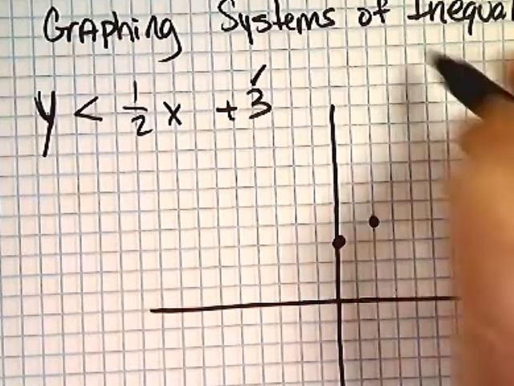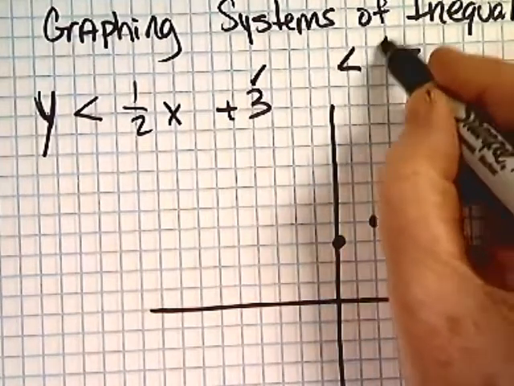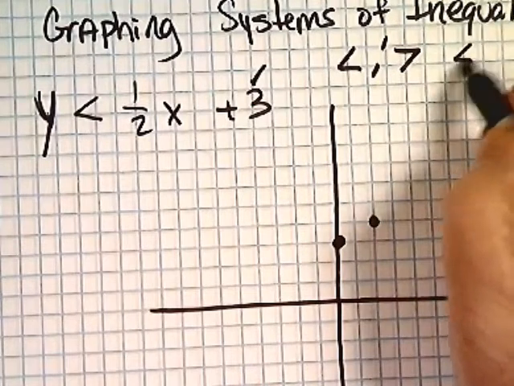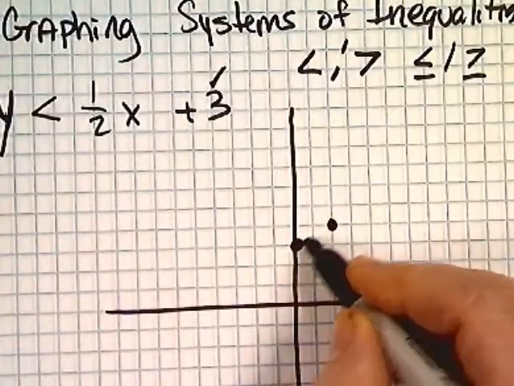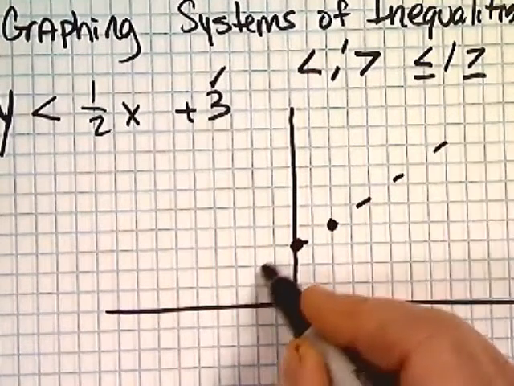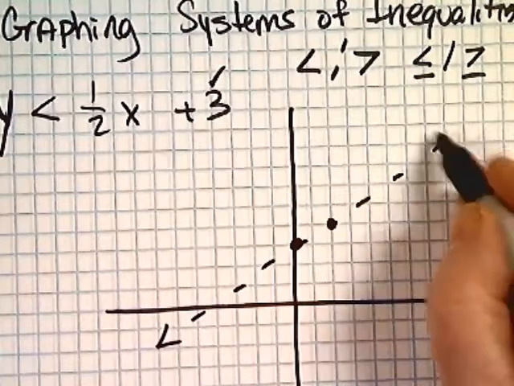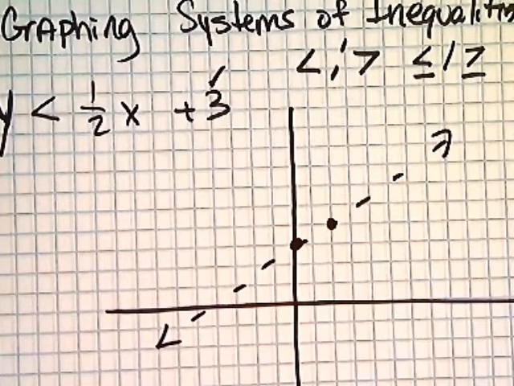What kind of line would we draw? Remember that these two symbols get a dotted line and these two symbols get a solid line. So we would draw a dotted line. And then we would need to determine where to shade.